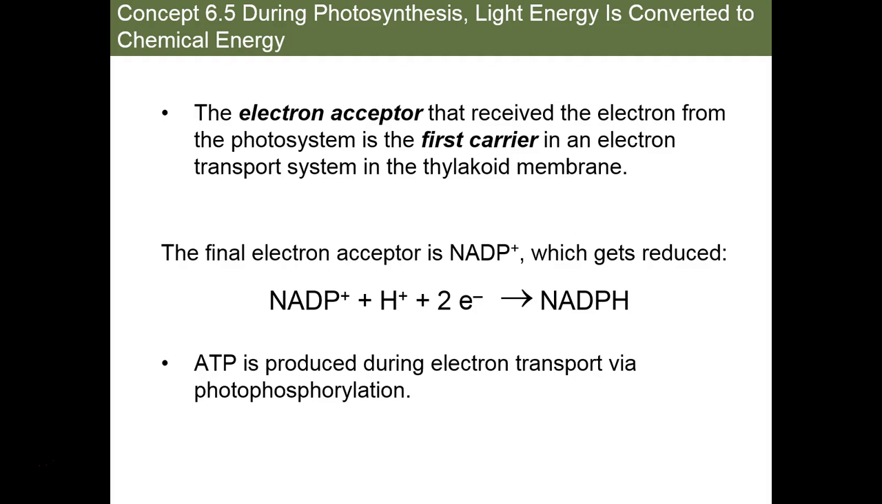An electron transport system occurs in the thylakoid membrane. The final electron acceptor is NAD+, which gets reduced to NADH. In addition, ATP can be produced during electron transport.